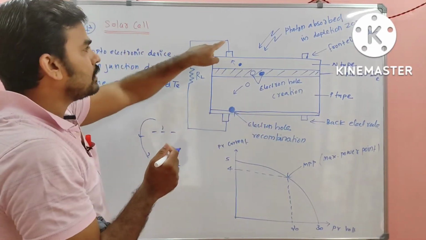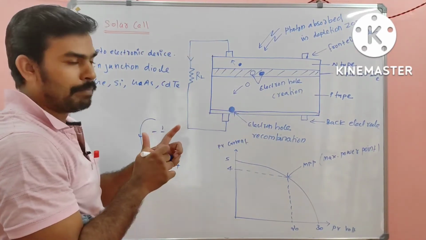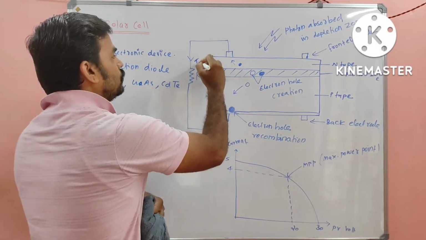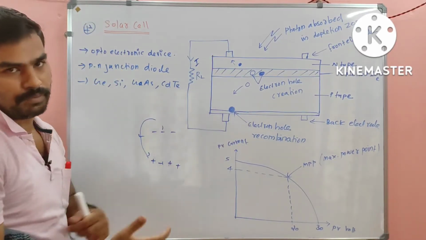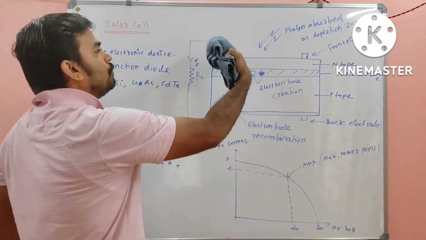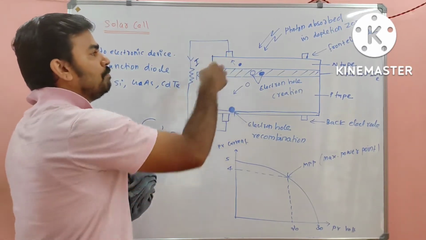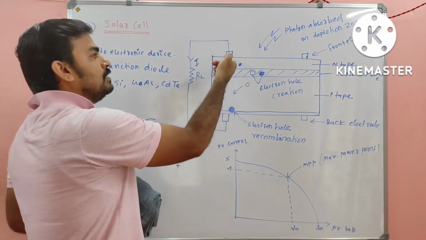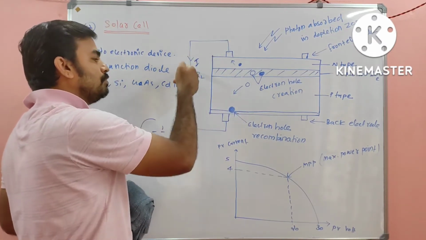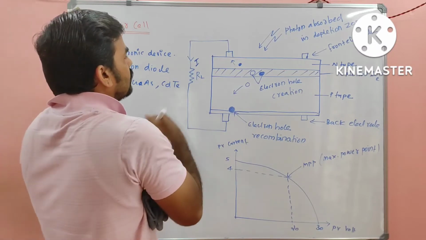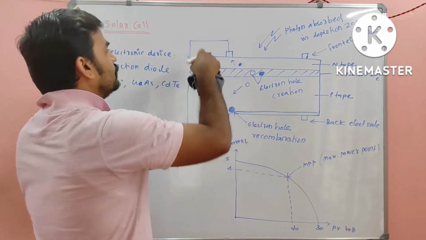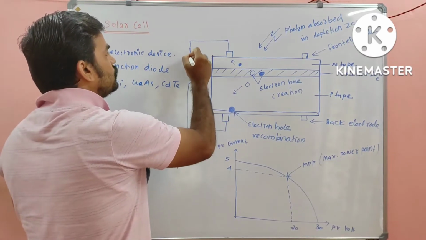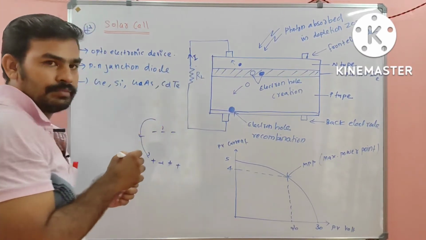So if we connect an external load here, what happens? Through the load, the current will start flowing. That means you created a potential difference from the top to bottom, so that the electrons will move from here to here, and the current will be in the opposite direction, because the opposite direction of electron flow is the current. So this will be the current direction.